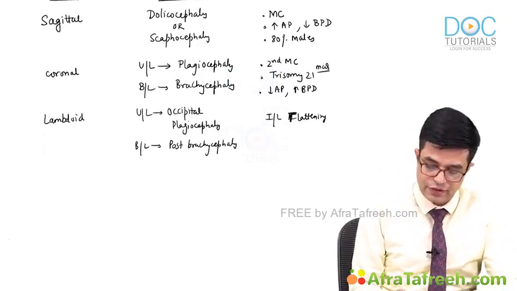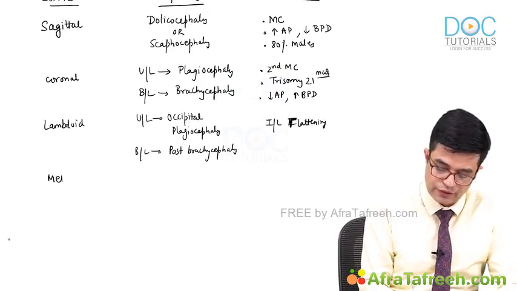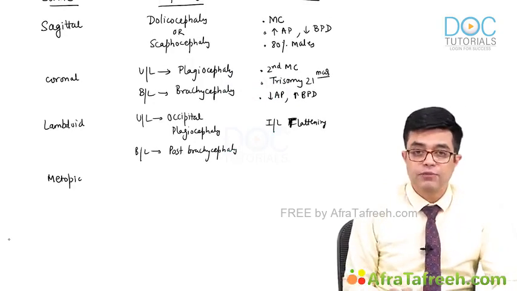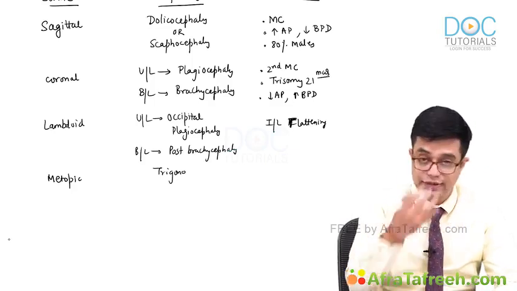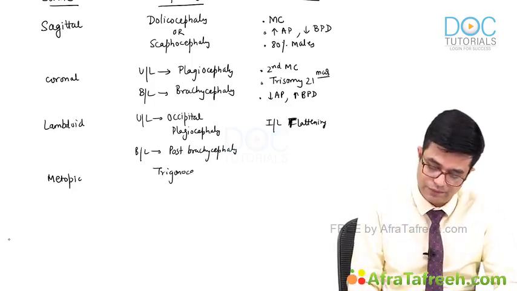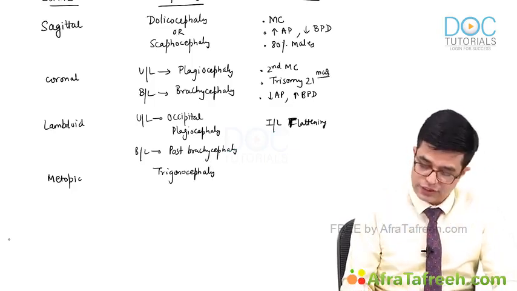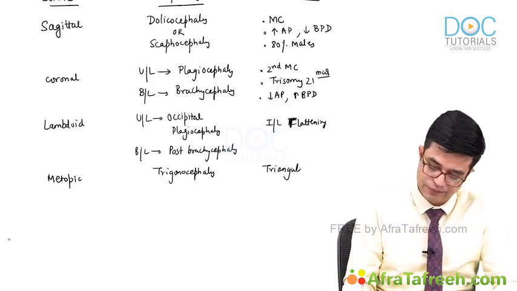Then we have metopic suture involvement, the frontal suture. It will produce a triangular shaped skull. It will be pointing in the anterior region, so trigonocephaly. It produces a triangular skull.